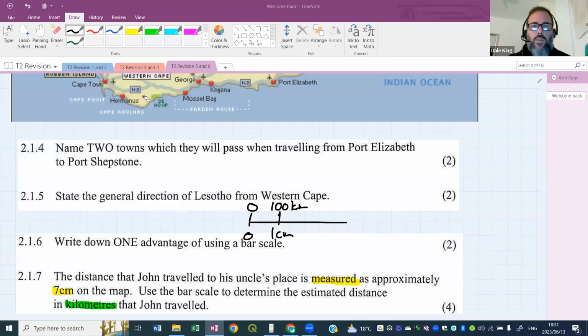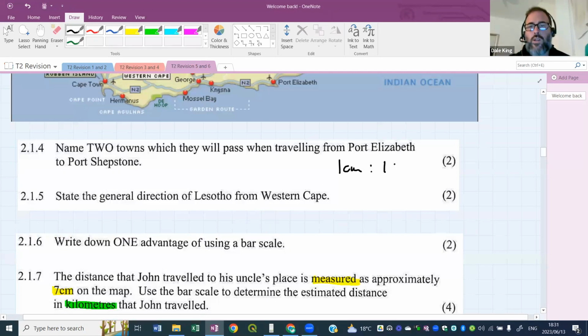I'm going to write the scale a little bit differently. I wrote it earlier on, but I'm going to rewrite it again. 1 centimeter is to 100 kilometers. That's what we get from our bar scale. I've just written it as a ratio. That's all. So what if John did 7 centimeters? By your answers, there's Chade Booth with the calculation.